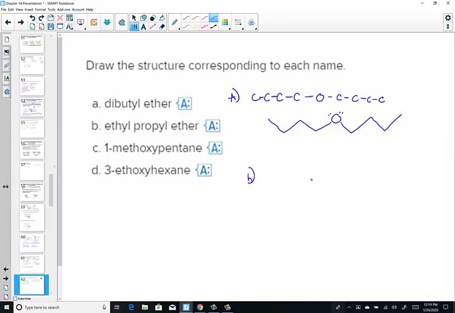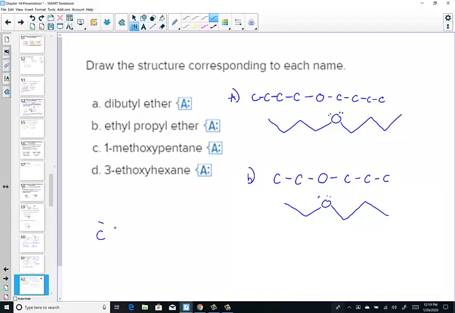Letter B, we have an ether linkage. On one side is an ethyl, and on the other side is a propyl. So that's my linkage there, ethyl propyl ether. So oxygen coming down to carbon 1, 2, there's an ethyl, and 1, 2, 3 is a propyl. There's the line structure for ethyl propyl ether.